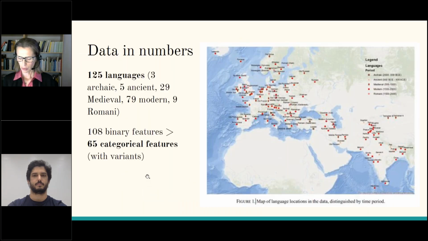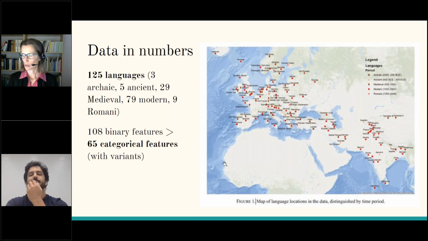So just very briefly to look at the data in numbers, we have 125 languages: 3 archaic languages, 5 ancient languages, 29 medieval languages, 79 modern languages, and 9 Romani varieties. We have 108 binary features that we have recoded into 65 categorical features or multi-state features with a several number of variants. And this is a map of the data, sorry that it's a bit bad, but it shows the distribution. So we cover the entire Indo-European area.